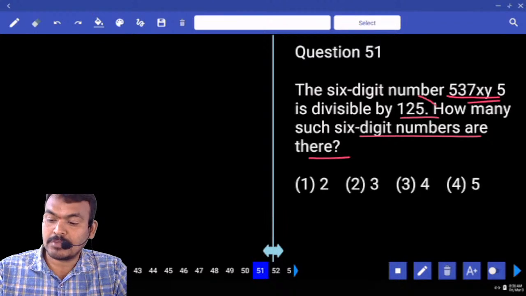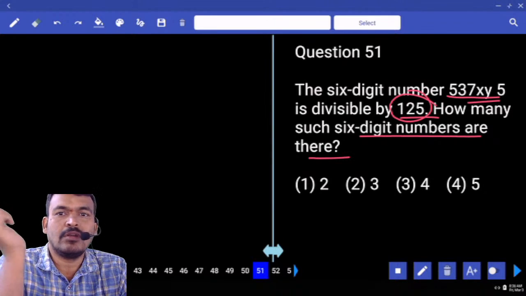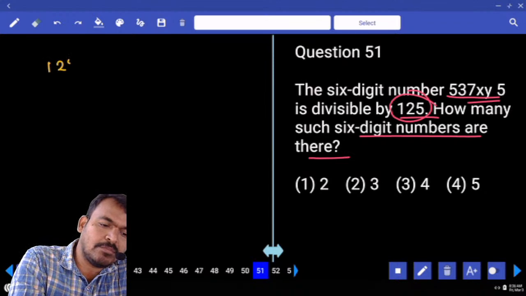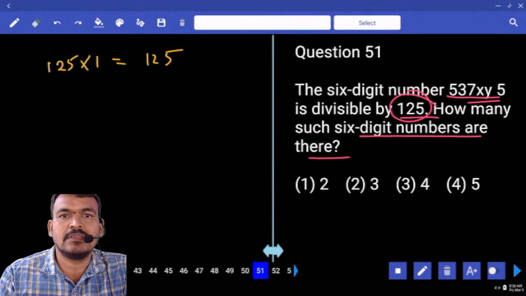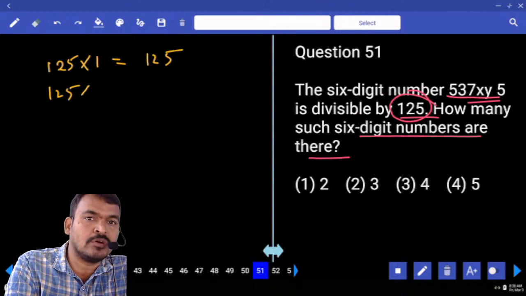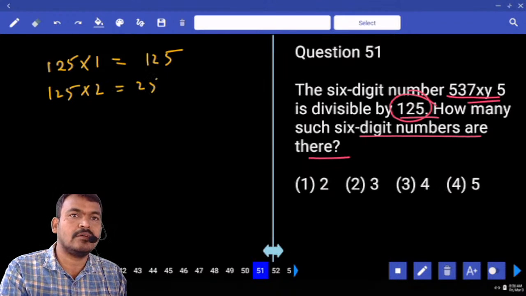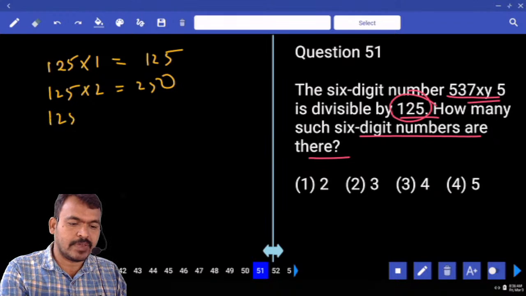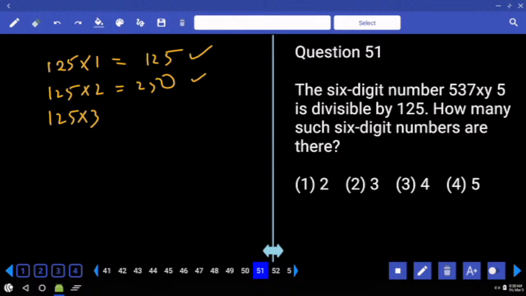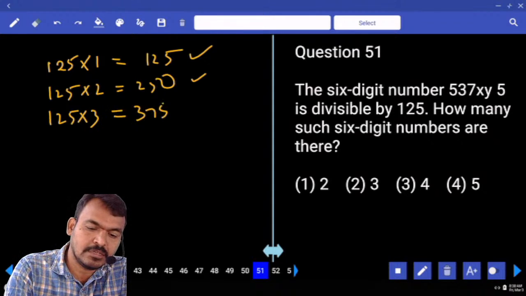Ending with 5 and divisible by 125 means the last 3 digits must be multiples of 125. Suppose 125 one time, that is 125. Two times is 250. Three times is 375.